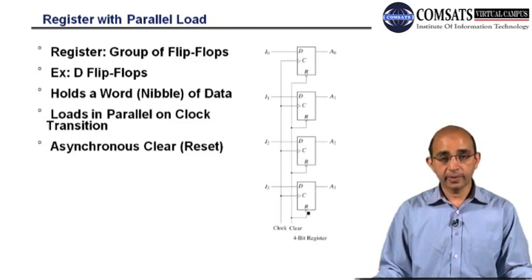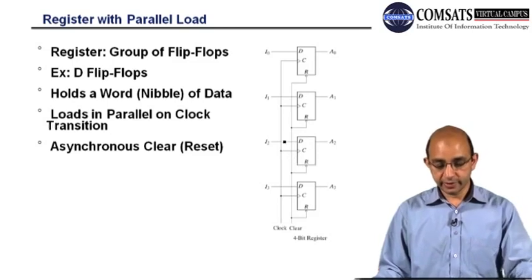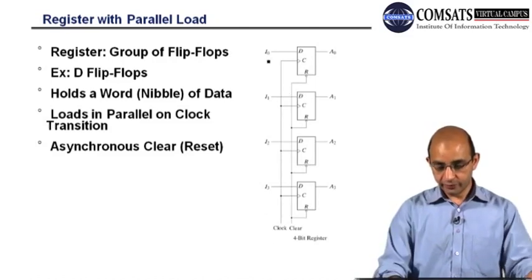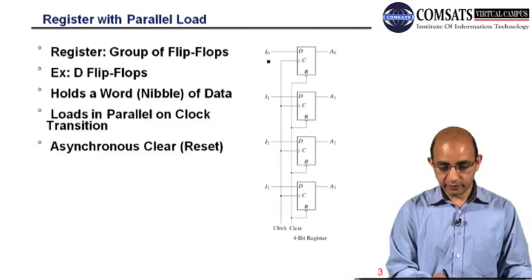Here you can see a bubble. As a result of this bubble, we have an active low clear. Whenever we have zero here, all the flip-flops will be reset. So this is a sort of asynchronous reset or asynchronous clear. Let's talk about an example. Here we have 1, we have 0, here we have 1, and we have another 0 here.